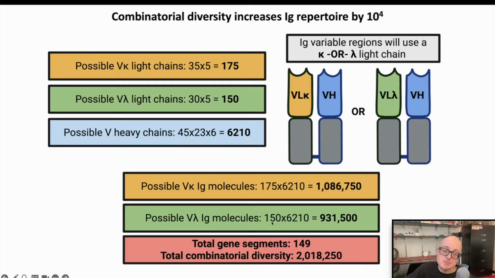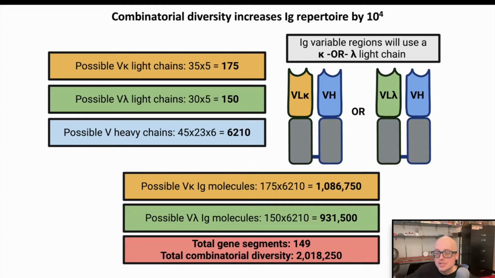Similarly, we would take the number of possible lambda light chains and multiply that by the number of possible heavy chains, and we also get a number that's slightly less, but again around 1 million in terms of its order of magnitude. And then to calculate the total repertoire, we would add these two numbers together. We do not multiply them because they are not being combined with each other in any way. We simply have one set that comes from the kappa locus and one set that comes from the lambda locus, and we'll only get one out of either of those sets.